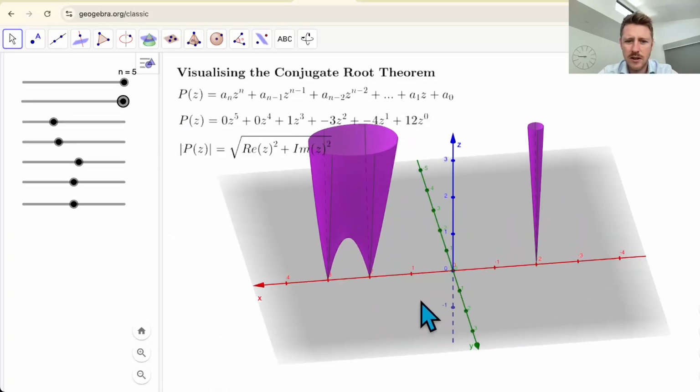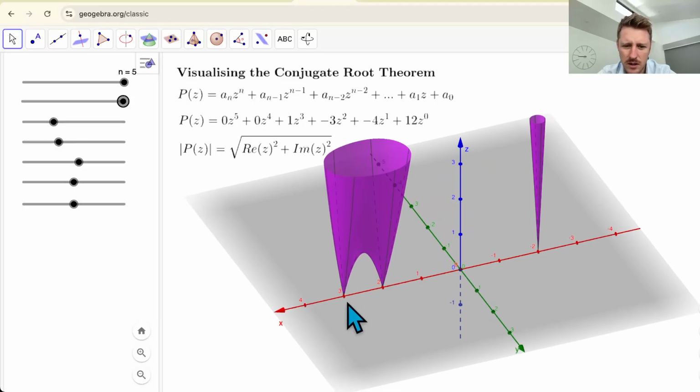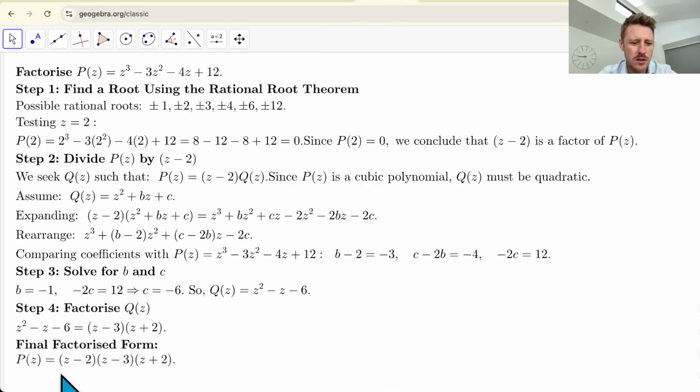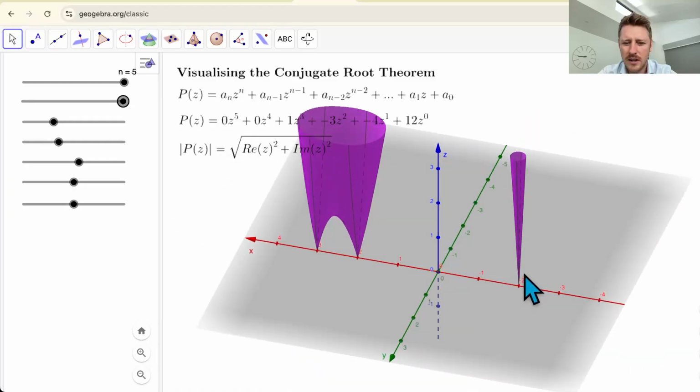All right, and sure enough, our modulus surface now has solutions where we said they would. One at 3, one at 2, and one at -2, which matches our solution to this example that you can work through. So you can see that this modulus surface is a nice way to visualize the conjugate root theorem as well.